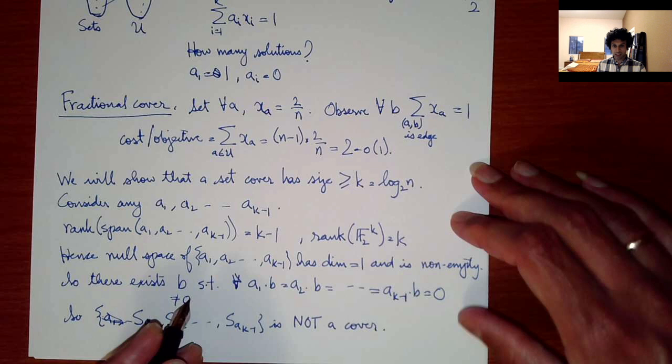Another way of looking at this is to consider this set of equations, just write out these equations. a1 dot x is equal to 0, a2 dot x is equal to 0, and so on up to ak minus 1 dot x is equal to 0. This system of linear equations has rank k minus 1. The dimension of x is k. So there has to exist a non-zero solution for this system. That non-zero solution is a point in the space that is not covered. And so the integrality gap is at least log base 2 of n divided by 2 minus little o of 1. I just put over here minus a little o of 1. So the integrality gap is log base 2 of n divided by 2.